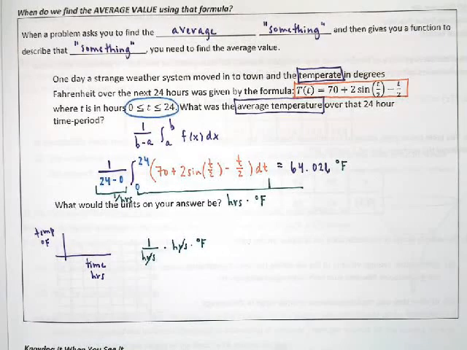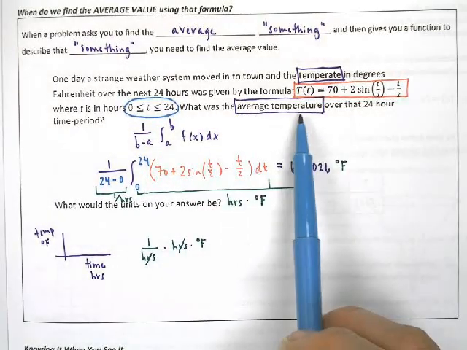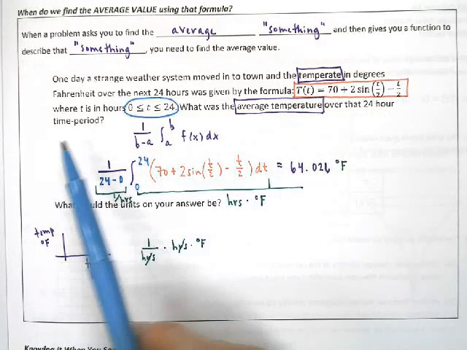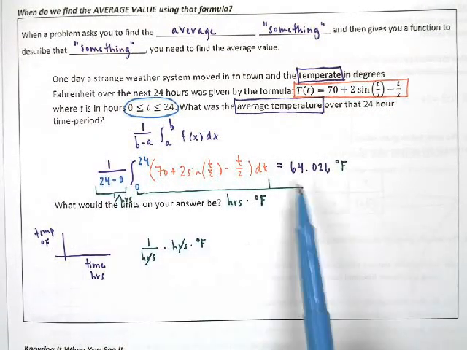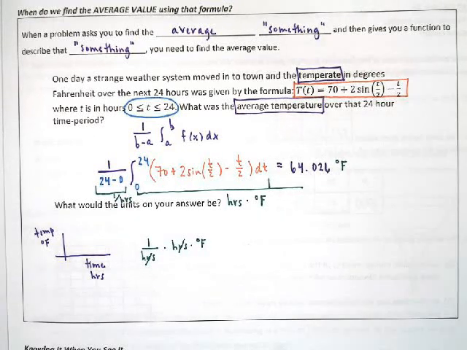So I want to do a quick check to make sure that makes sense. Right? My question is asking, what was the average temperature over that 24-hour time period? This tells me my average I would expect would be measured in degrees Fahrenheit. All right, let's look at one more example.